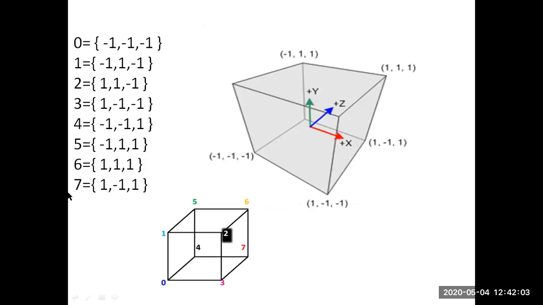So the 8 vertices of the cube are defined, and this represents a 3D cube. You can see this is the 0th vertex, first vertex, second vertex, third vertex, fourth, fifth, sixth, and seventh. So starting from 0 to 7, there are 8 vertices of a 3D cube.